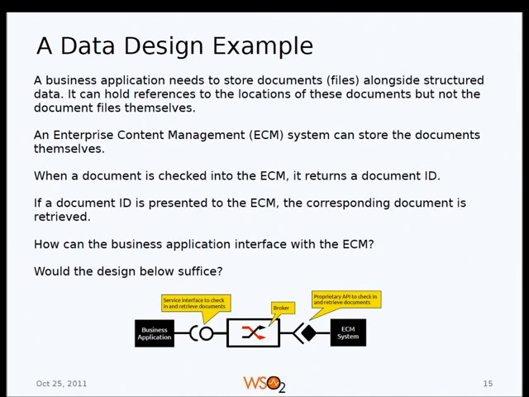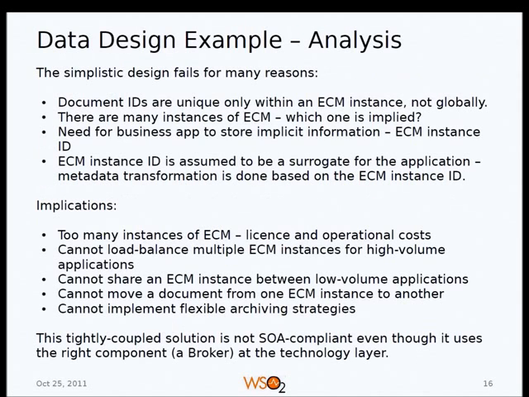Well, it is actually a very simplistic design from a data layer. And this is for many reasons. The first is that if you think about the document ID, this is something that is specific to an instance of that ECM system. And an organization might have multiple instances of ECM. Now, each one of them has document IDs. So the same document ID might refer to different documents on different instances of ECM. So it's not really a global reference. So which one do you imply?